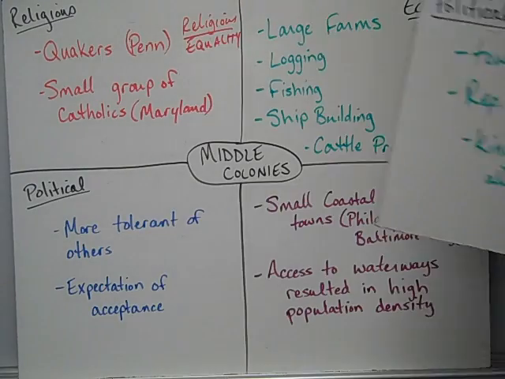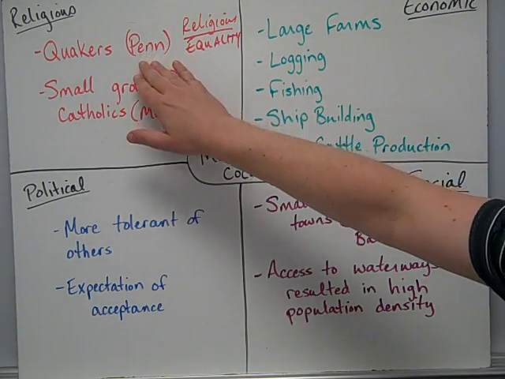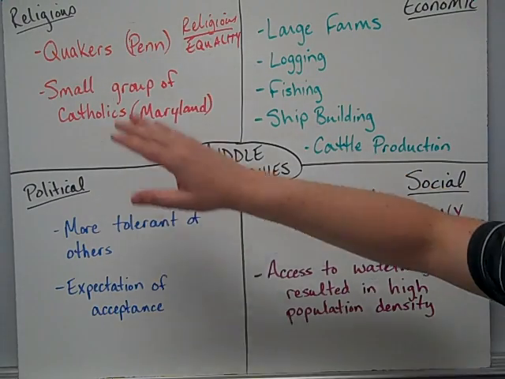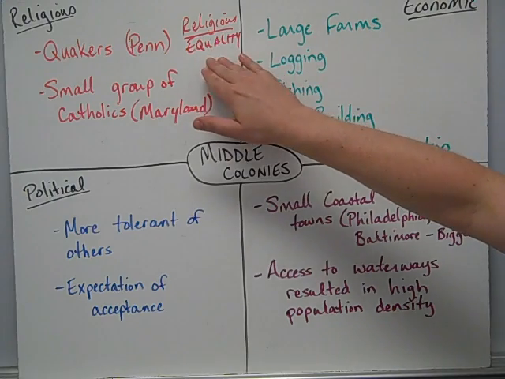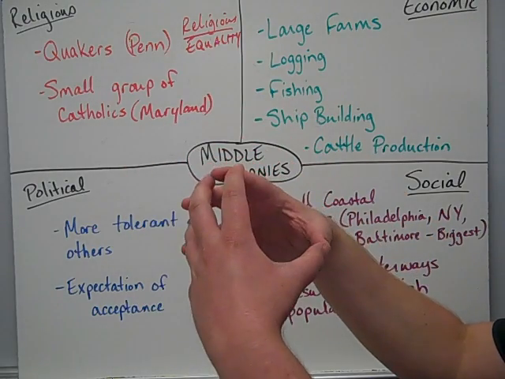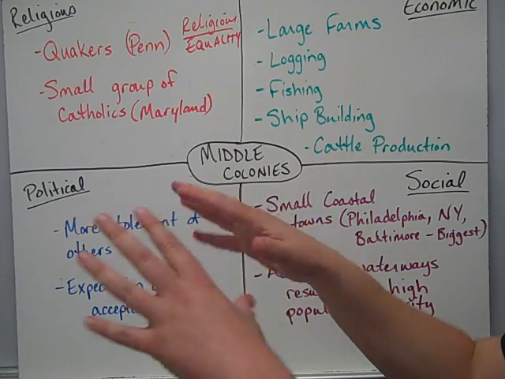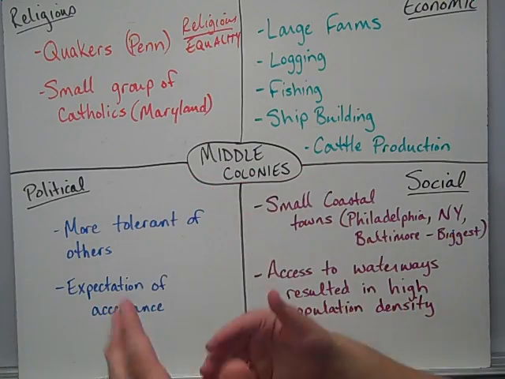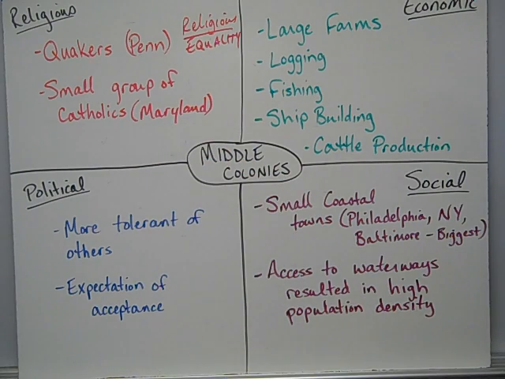Let's look at the reps for the Middle Colonies. In the Middle Colonies, the Quakers were the dominant religious group, and they were established by William Penn in Pennsylvania. Now, the Quakers' whole point of establishing this colony was for religious equality. They were trying to get a lot of religious groups to come together and live as a cohesive unit and have no problems between each other practicing a different religion. And there was just a small group of Catholics in Maryland.